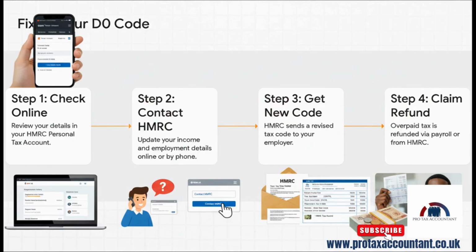Step 2. If you see a mistake, get in touch with HMRC. You can do it online or just give them a call. Step 3. HMRC will look at your case and send a new, correct tax code to your employer. And Step 4, the best part, you'll get a refund for any tax you've overpaid, usually right in your next payslip.